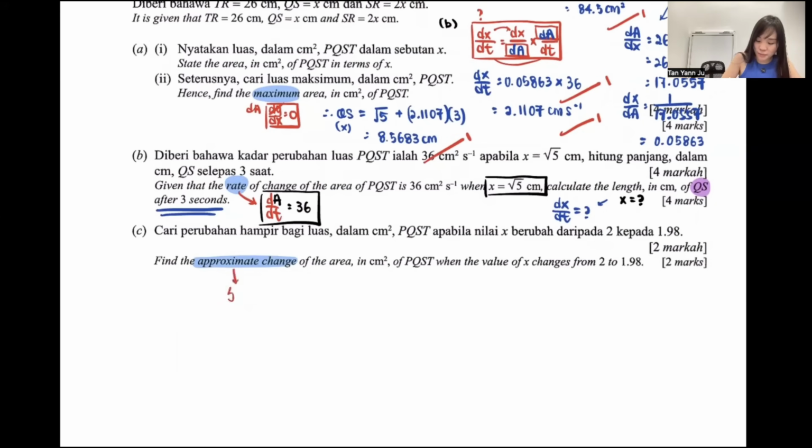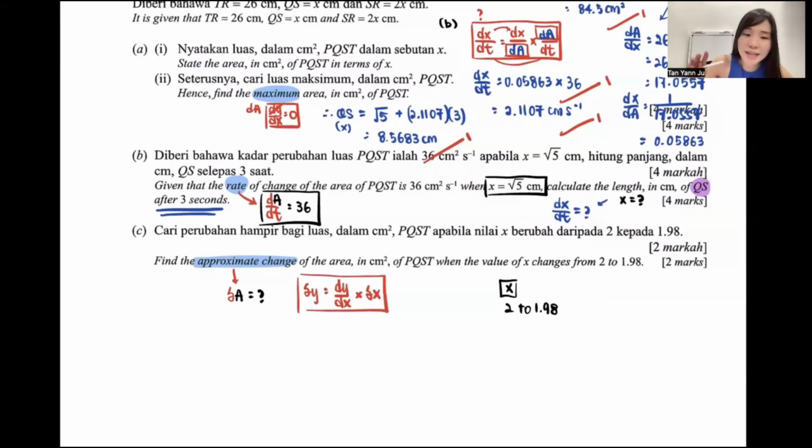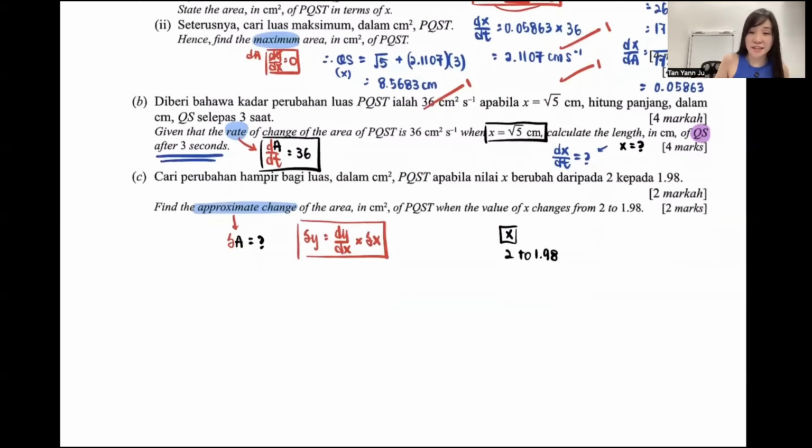So the approximate change symbol is delta. They say find the approximate change of the area, so you need to find delta A. Then they say x is changing from 2 to 1.98. Rate of change uses the chain rule, but small change uses the small change formula. The small change formula is delta y equals dy/dx times delta x. That is the formula.